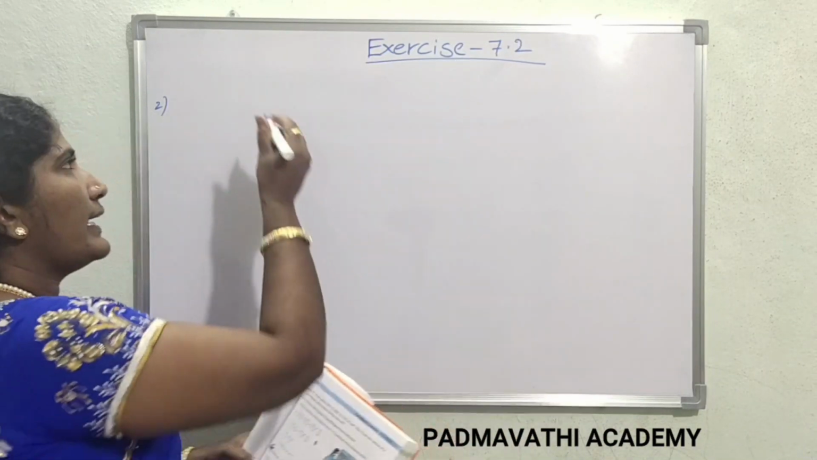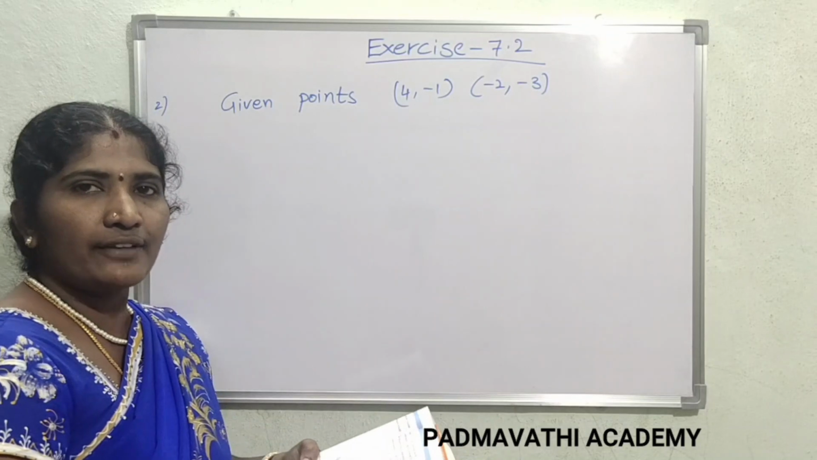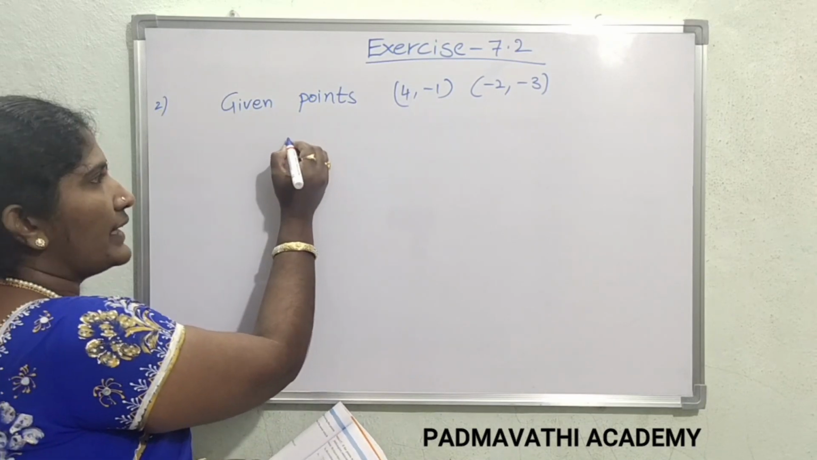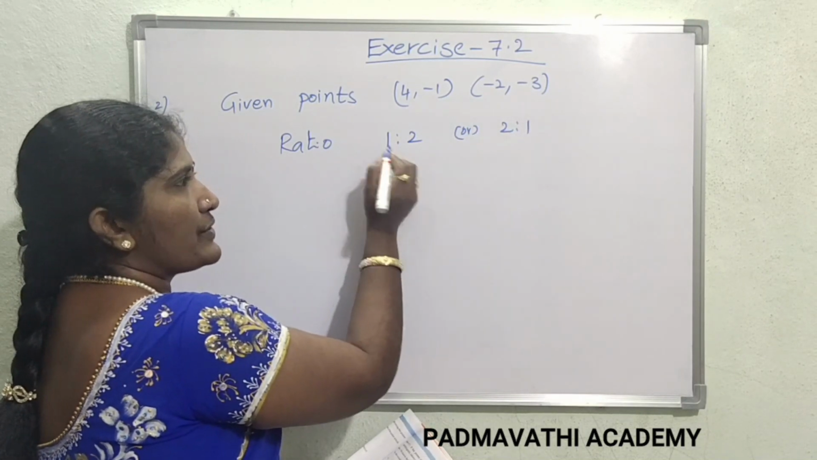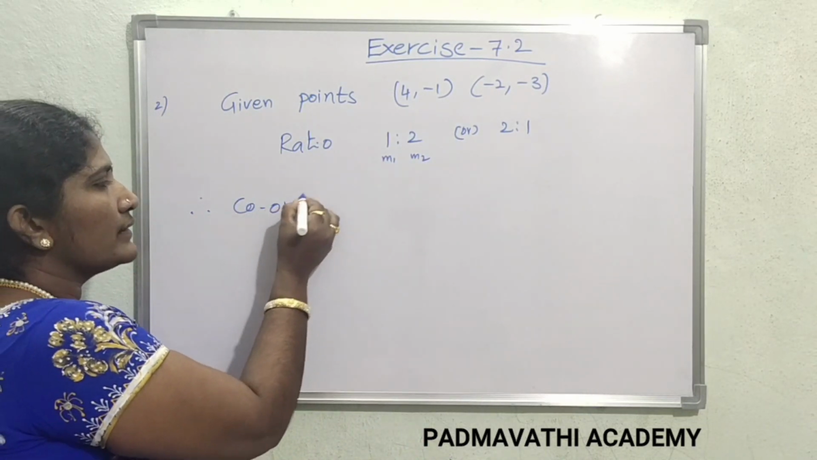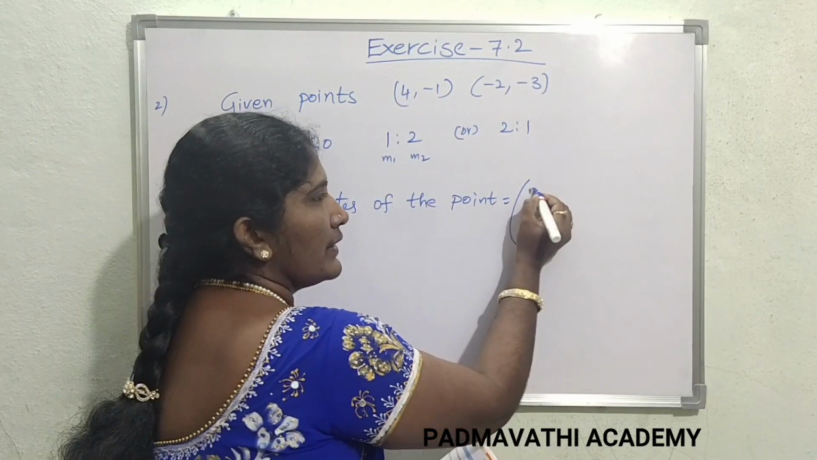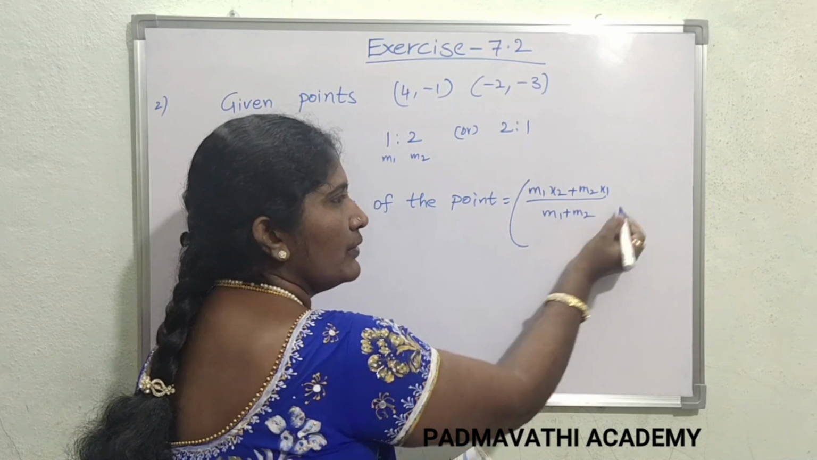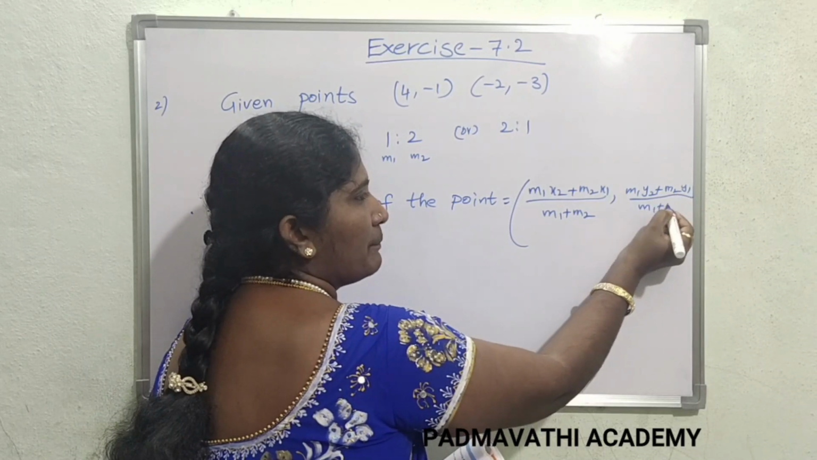Next, second problem. Again here also 2 points they gave: (4, -1) and (-2, -3). Here they did not give a ratio but they gave a trisection. Therefore, trisection given means we want to take the ratio as 1:2 or 2:1. Suppose I am taking 1:2. This is m1 and this is m2. Therefore, the coordinates of the point which divides the given points in the ratio 1:2 is (m1 x2 plus m2 x1) by (m1 plus m2), (m1 y2 plus m2 y1) by (m1 plus m2).